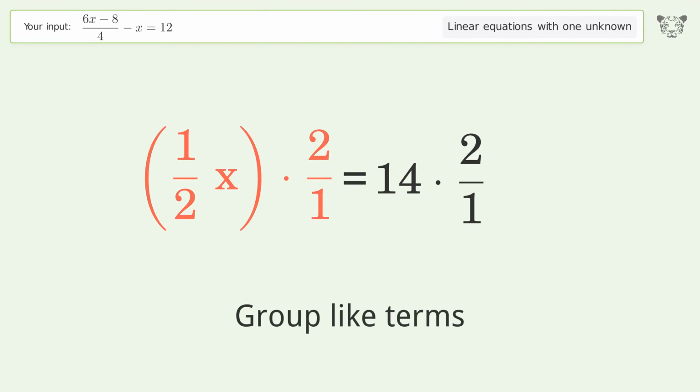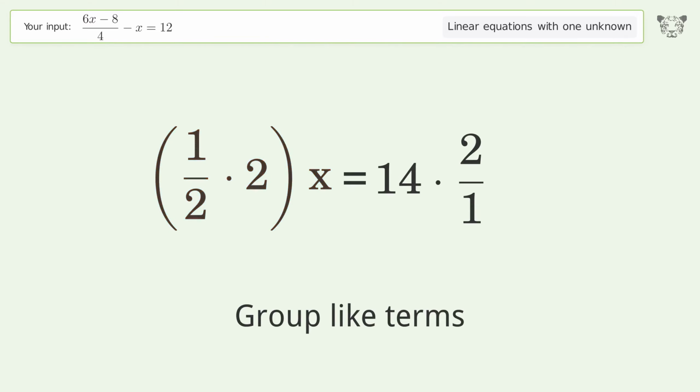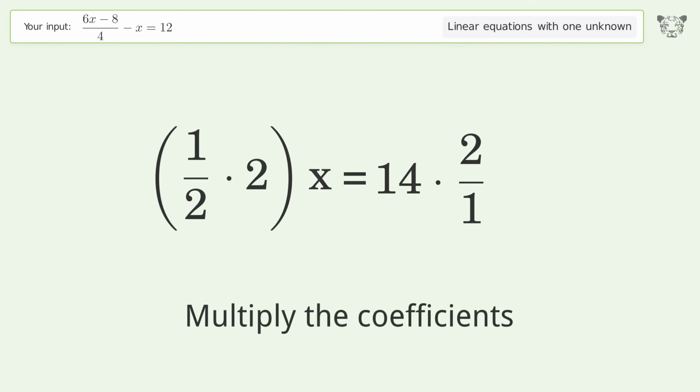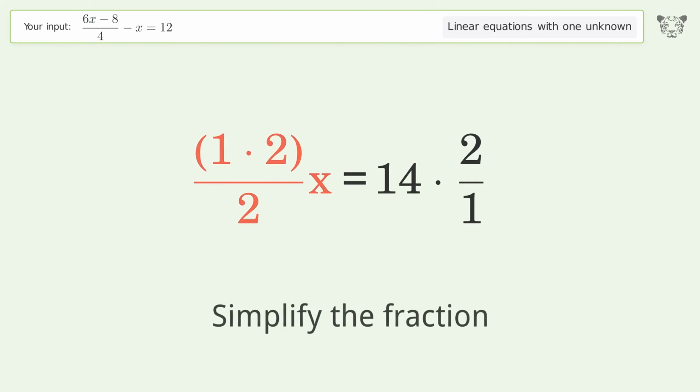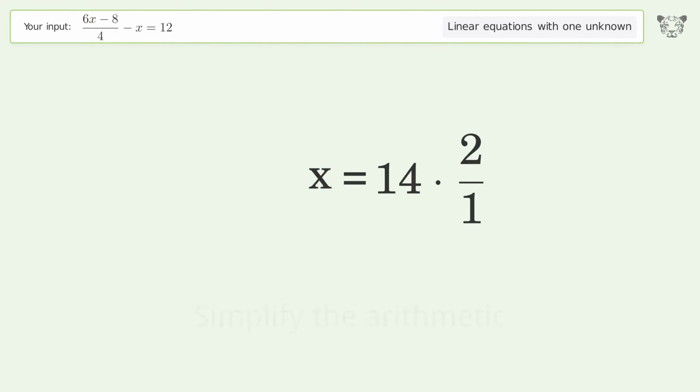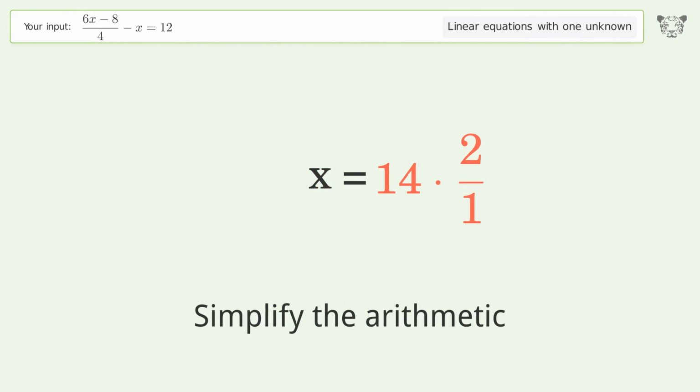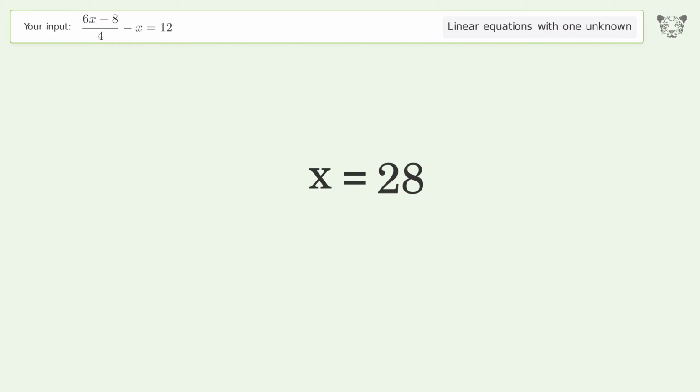Group like terms. Multiply the coefficients. Simplify the fraction. Simplify the arithmetic. And so the final result is x equals 28.